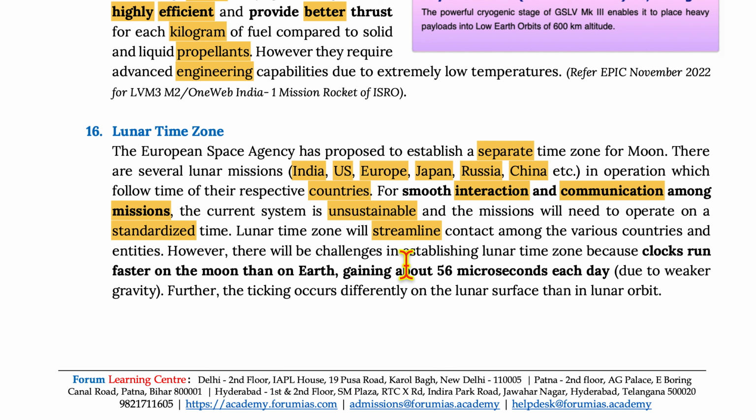However, there will be challenges in establishing lunar time zones because clocks run faster on the Moon than on Earth, gaining about 56 microseconds every day due to weaker gravity. Further, the ticking occurs differently on the lunar surface than in lunar orbit.